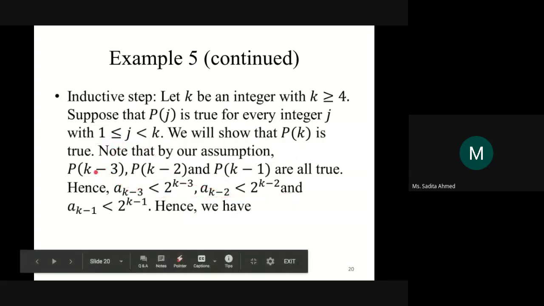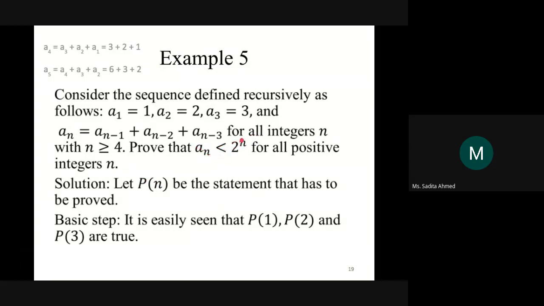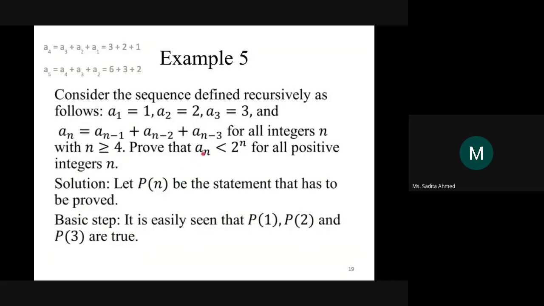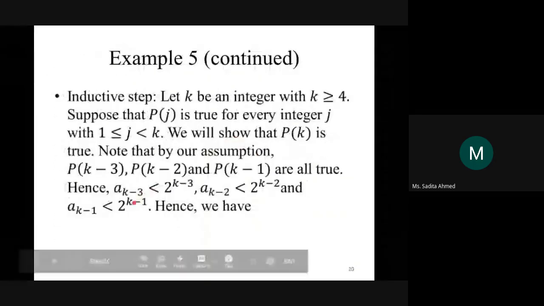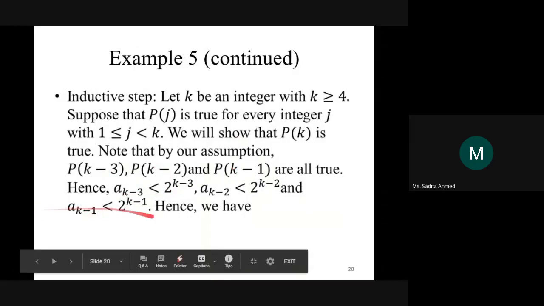If that is the case, if pk minus 3 is true, what does that mean? It means n is replaced by k minus 3 here and here, so ak minus 3 is less than 2 to the power of k minus 3. Okay, and then pk minus 2 tells us that n is replaced by k minus 2, so ak minus 2 is less than 2 to the power of k minus 2. So pk minus 3 tells us this, pk minus 2 tells us this, and pk minus 1 is true tells us that ak minus 1 is less than 2 to the power of k minus 1 is also true. So based on the assumption that the statement is true for this entire range, we can say that these three statements are true.